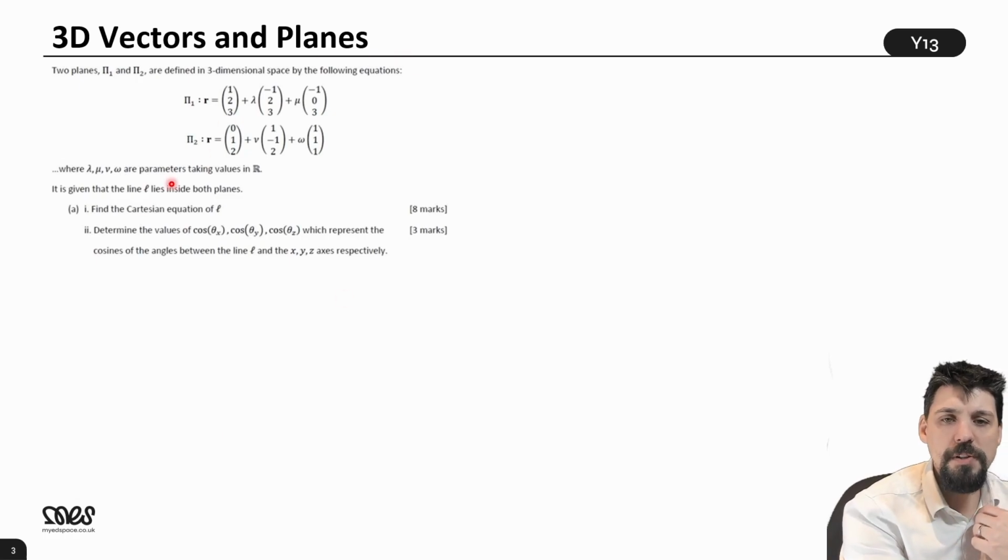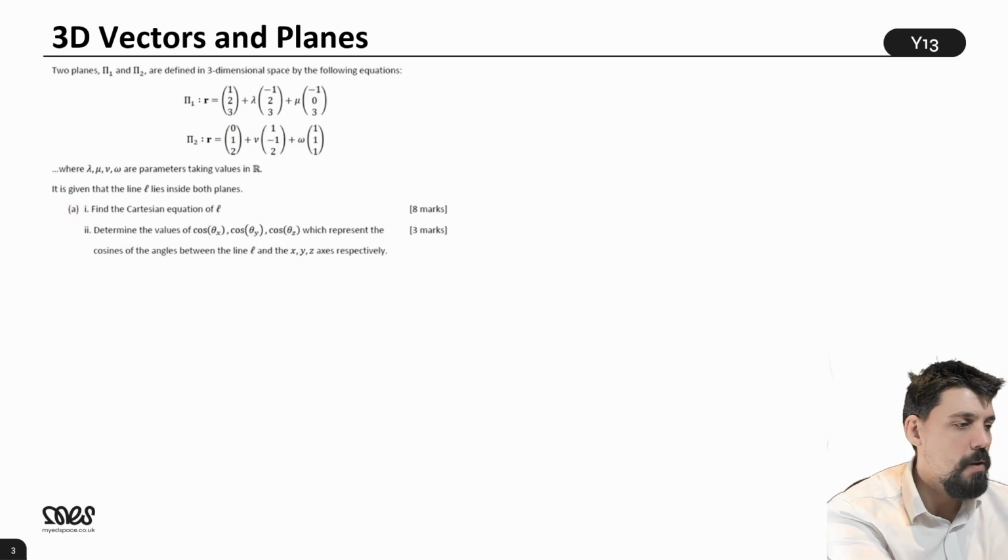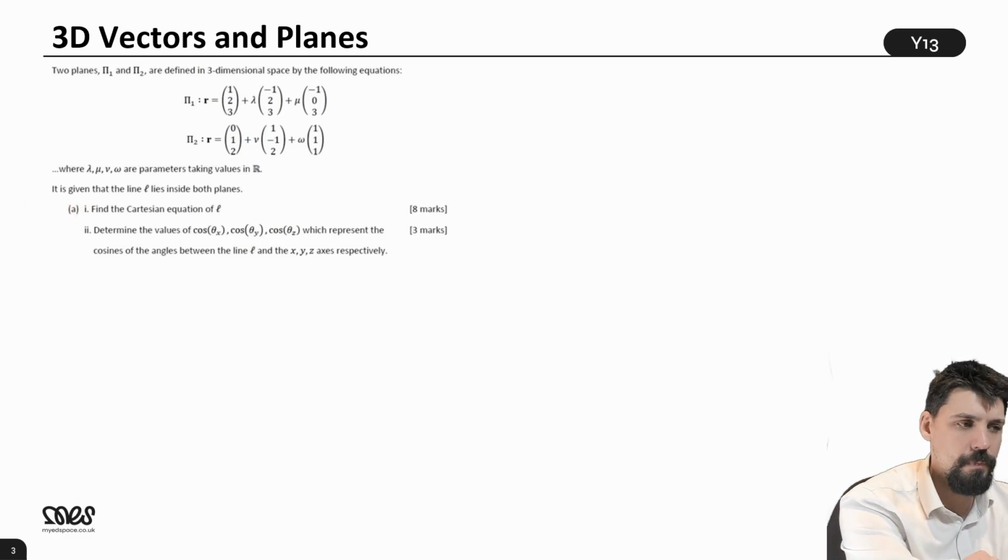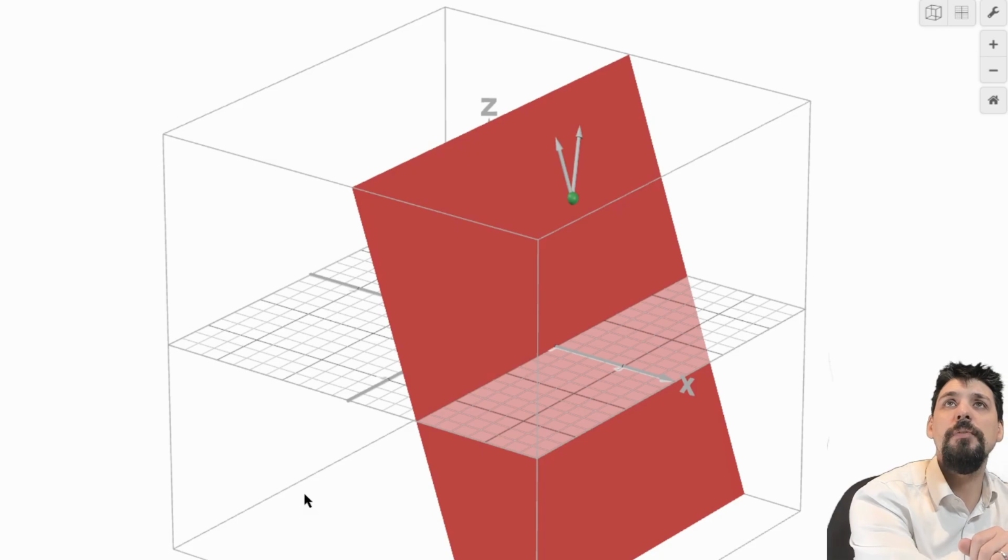All right, first part of the question, find the Cartesian equation of L. Now, to do that, we're going to look at the equations of the two planes in a slightly different way. We are going to go to the Cartesian equation of a plane.